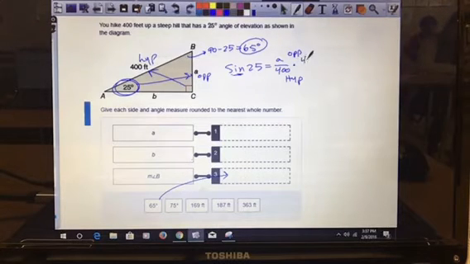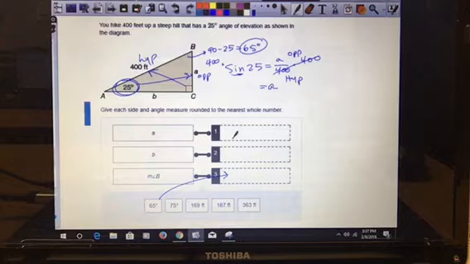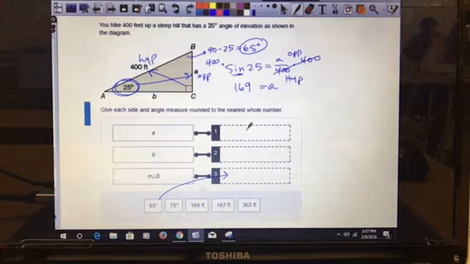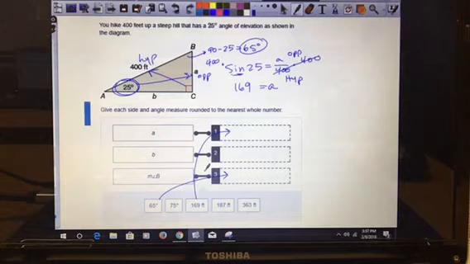Multiply both sides by 400. And you get a equals 400 times sine of 25. And you get 169. So 169 feet, that goes up into little a.